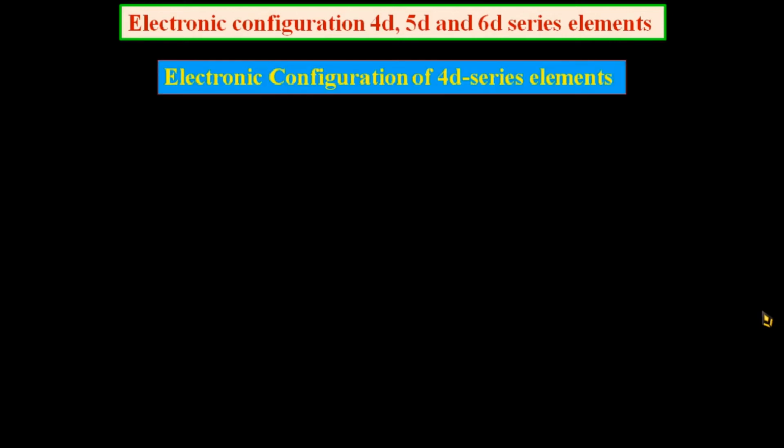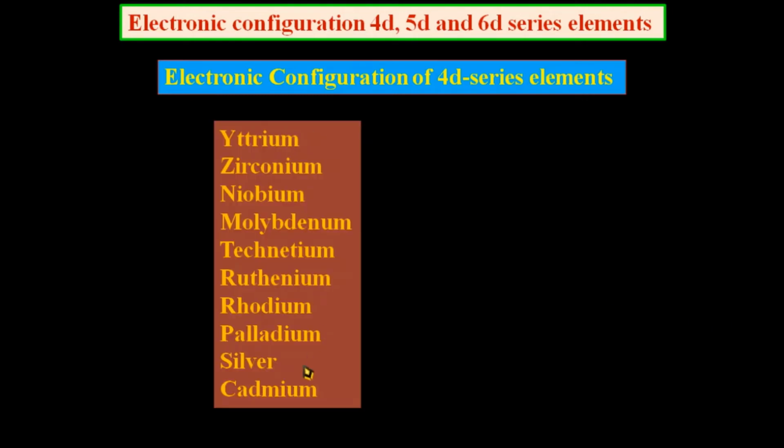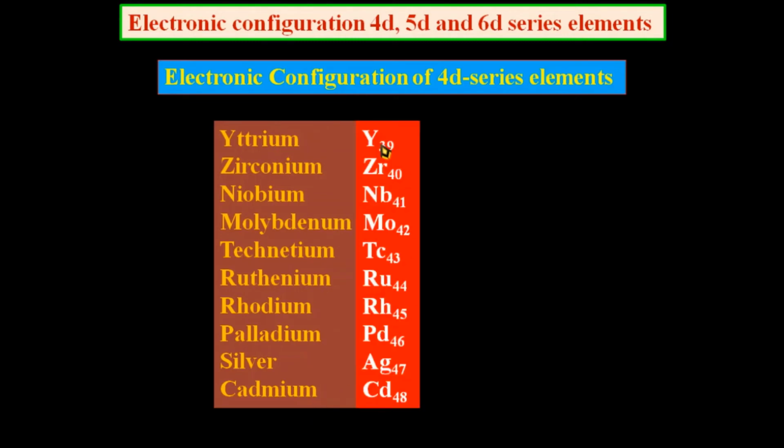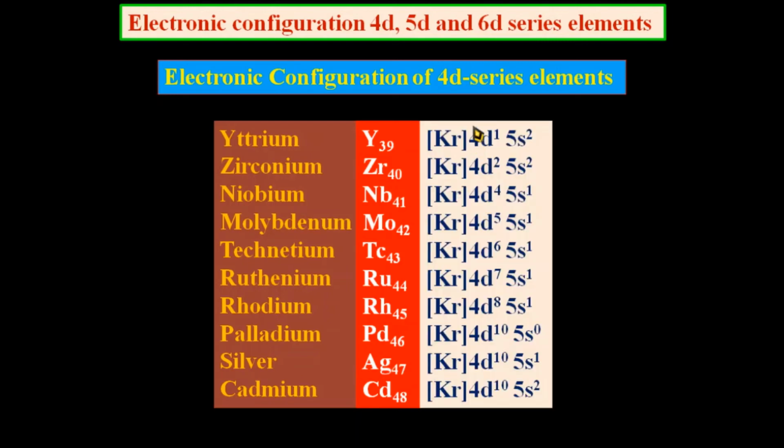Then we discuss the electronic configuration of the second, third and fourth series also, that is the 4d, 5d and 6d series elements. First, the 4d series. The electronic configuration of the 4d series elements, which consist of 10 elements, starts from yttrium to cadmium. These are their symbols and atomic numbers, and this is the electronic configuration in which the krypton core is to be considered, from 4d1 5s2 to 4d10 5s2.